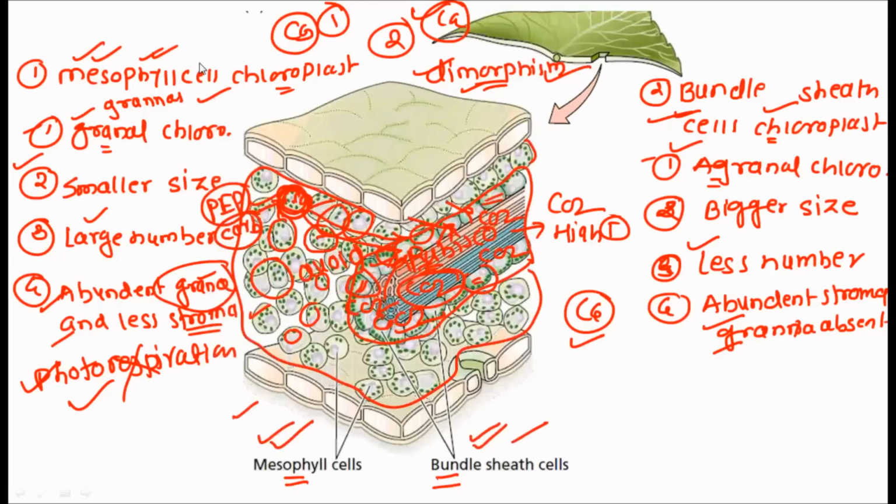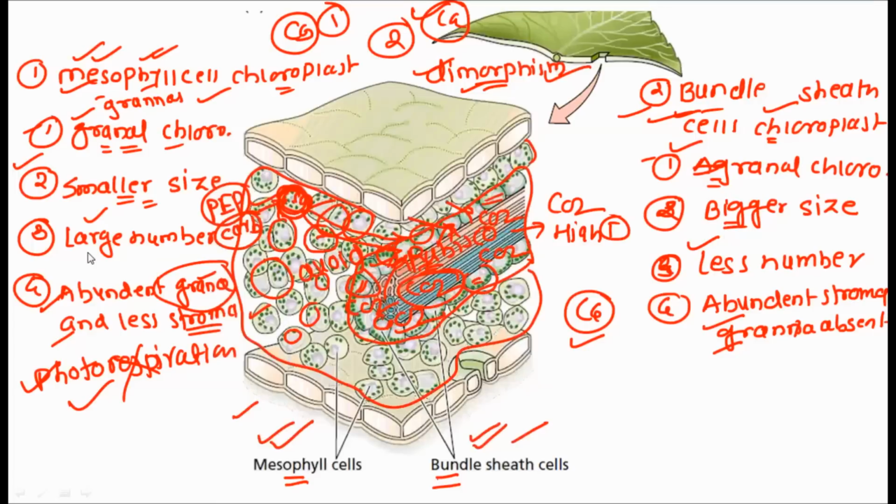To write about the dimorphism in chloroplast, you should remember four very important points about the mesophyll cells and the bundle sheath cells. That is, the differences between the chloroplast of mesophyll cells and bundle sheath cells. The very first is that granular chloroplast is present in mesophyll cells, while it is agranular in bundle sheath. The mesophyll cells have chloroplasts which are smaller in size, while here we have bigger size.